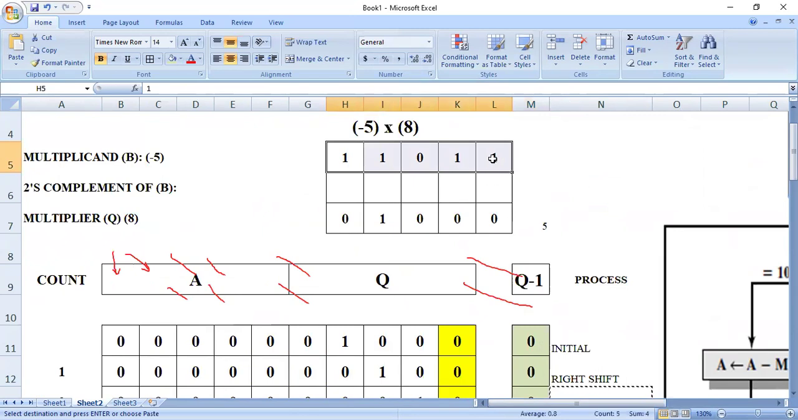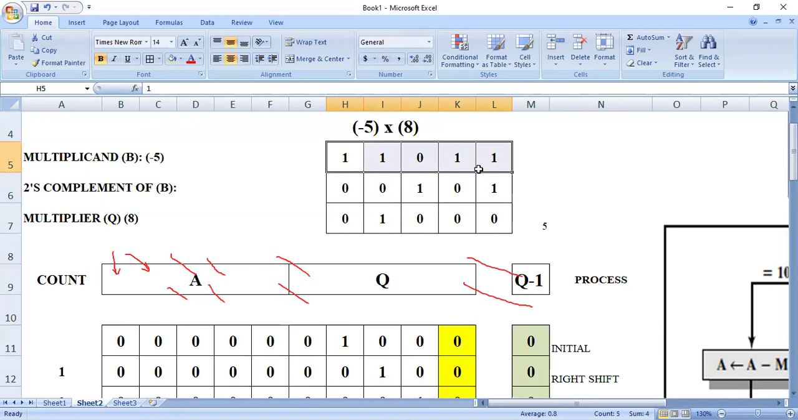What is the 2's complement for this one? The LSB will be as it is, 1. Remaining values will be 1's complement. So here it is 0; if it is 0, it becomes 1; if it is 1, it becomes 0. So this is the 2's complement value for the given B register 11011.